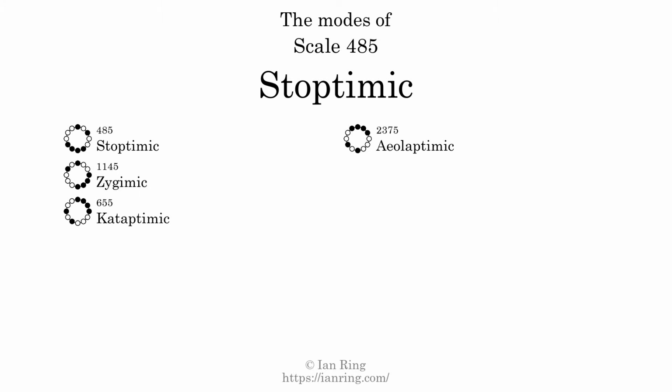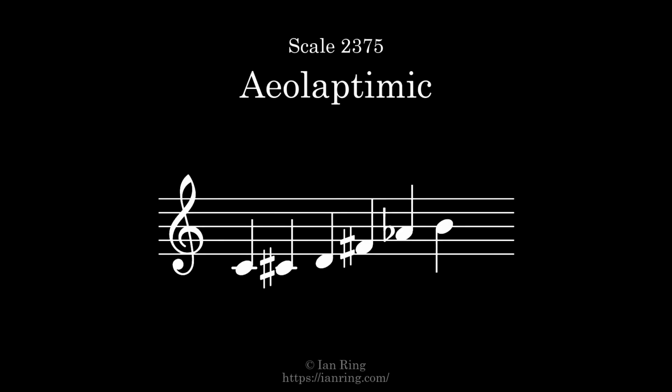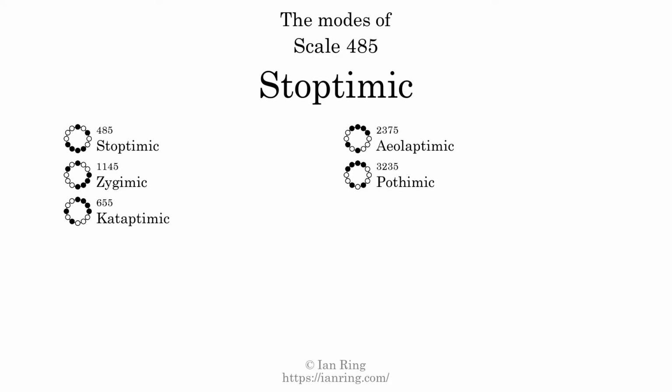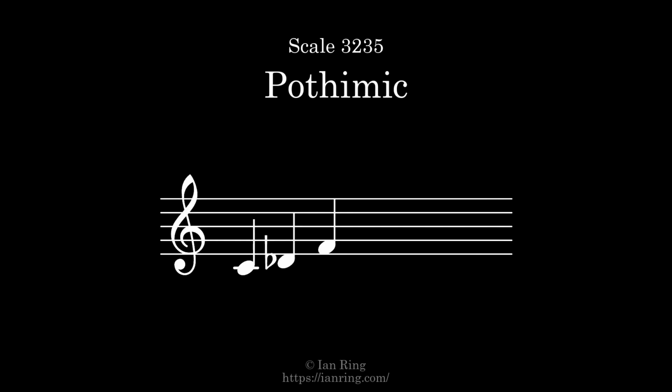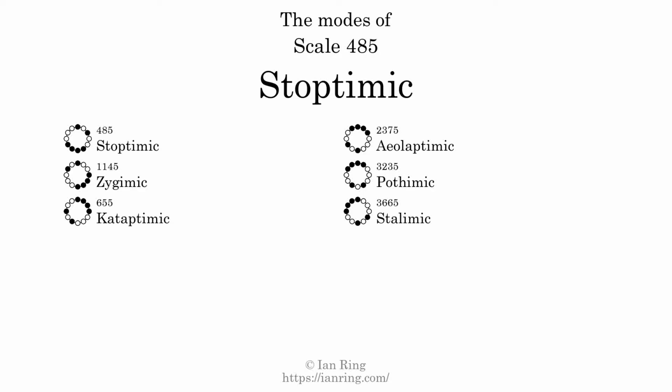The fourth mode is scale 2375, also known as elaptimic. It sounds like this. The fifth mode is scale 3235, also known as pathimic. It sounds like this. The sixth and last mode is scale 3665, also known as stalimic. It sounds like this.